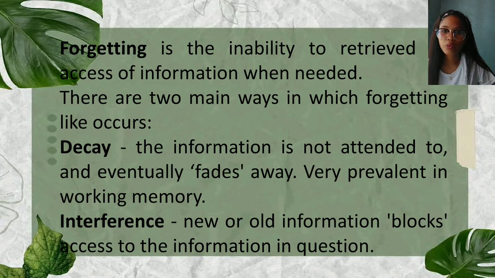There are two main ways in which forgetting occurs. First is decay. The information is not attended to and eventually fades away, very prevalent in working memory. And the second is interference. New and old information blocks access to the information in question.